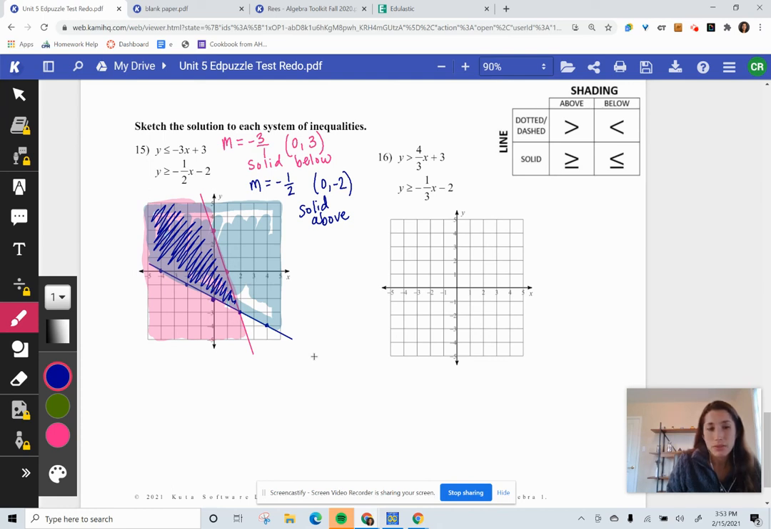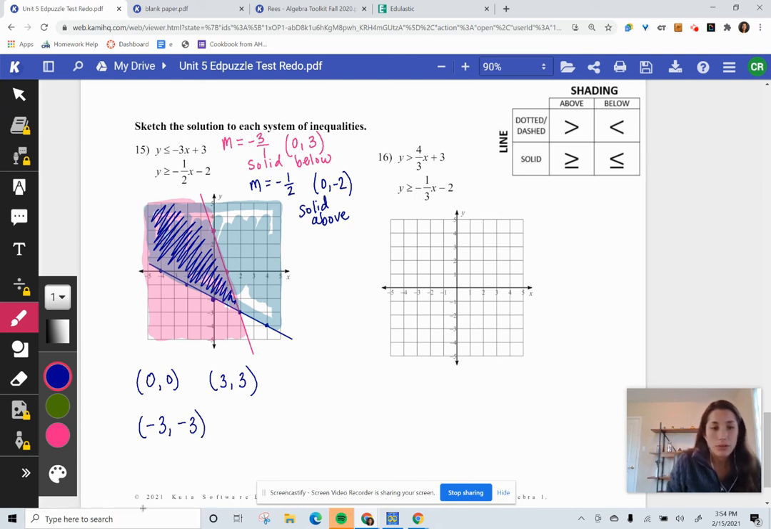And so then what I'd like for you to say is which point is a solution to the system. So is it 0, 0? Would it be 3, 3? Or -3, -3?